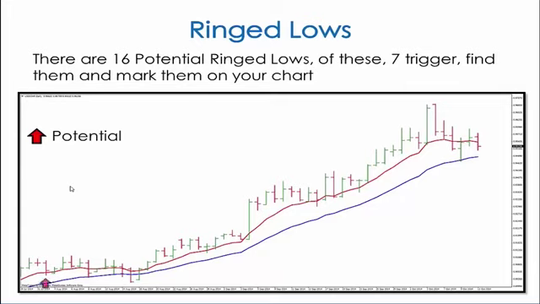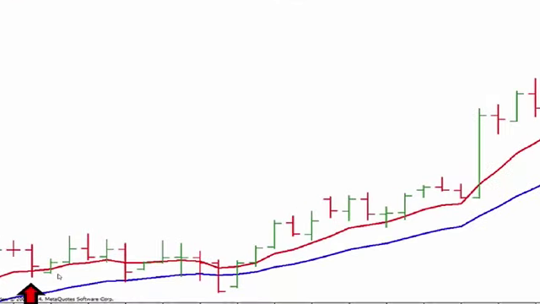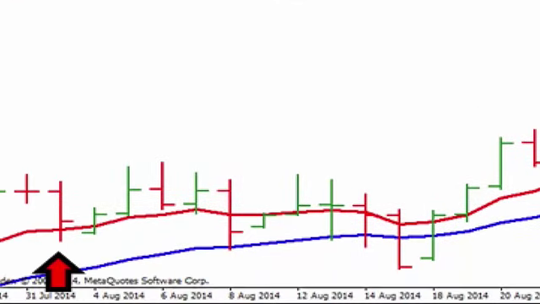So if we start off looking at the first one, bottom left-hand corner of the screen, if I just zoom into that to give you a better perspective as to what's going on, why is that a potential ringed low? It's a potential ringed low because we have a lower high and a lower low from bar 1 to bar 2. And that's the reason why it's a potential signal.